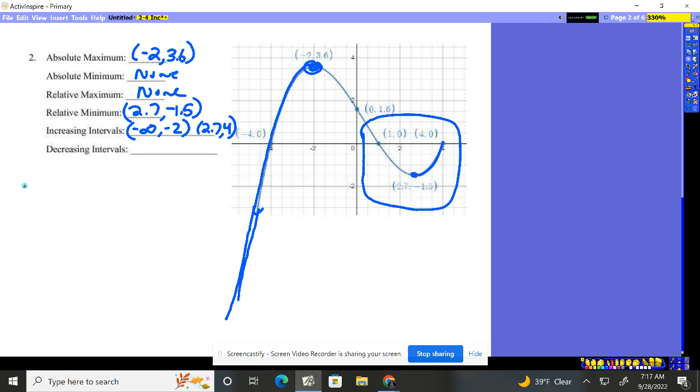And then where does it decrease? Well, this guy is only decreasing there to there. It's going down. Again, we're going left to right. It is decreasing from the x value of negative 2 to this x value right here of 2.7. And we don't include them because those are points.